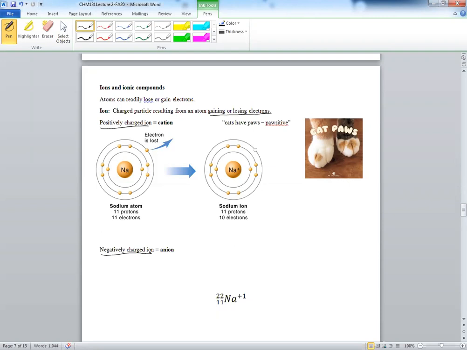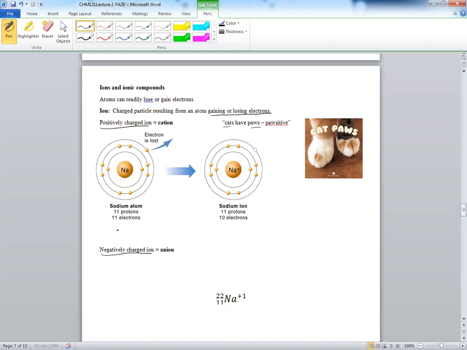It's important to remember this nomenclature because that's what we're going to refer to them as. Here's a quick way: cats have paws, so cations are positive. Look at it. Here's sodium. It has 11 protons. It has 11 electrons. You lose one of the electrons. Now you have one less electron than it used to have, so the overall charge is going to be positive.